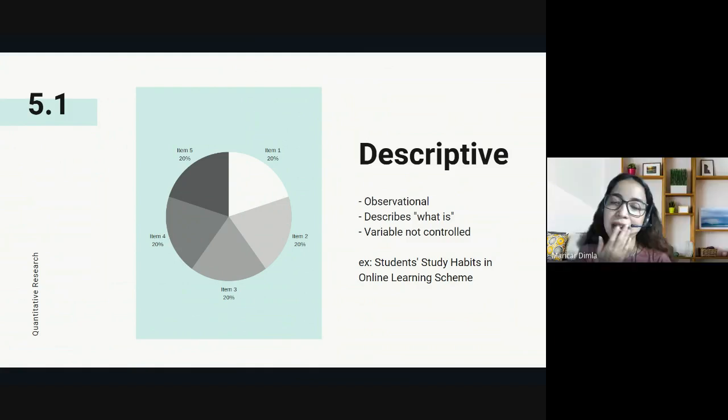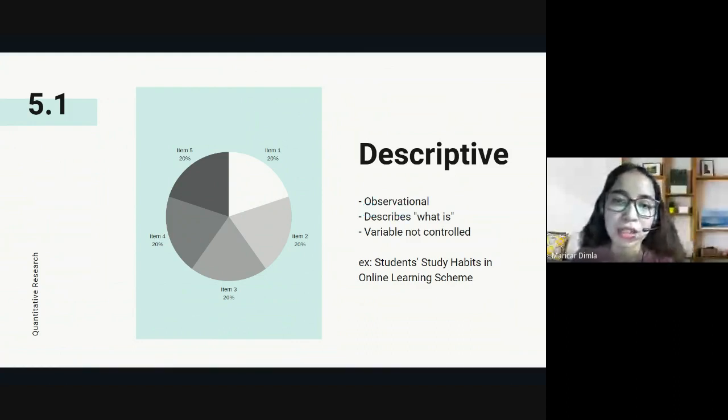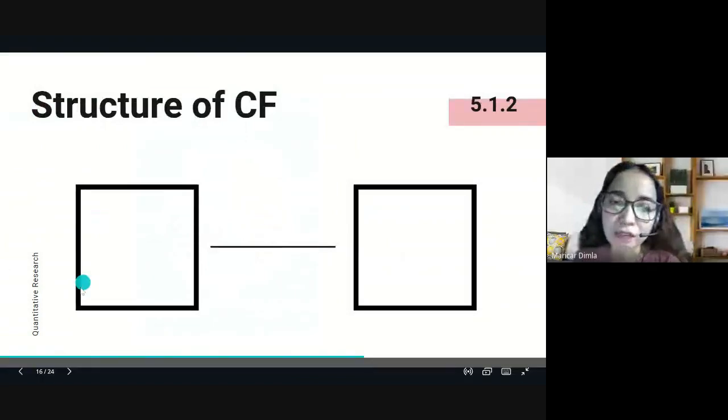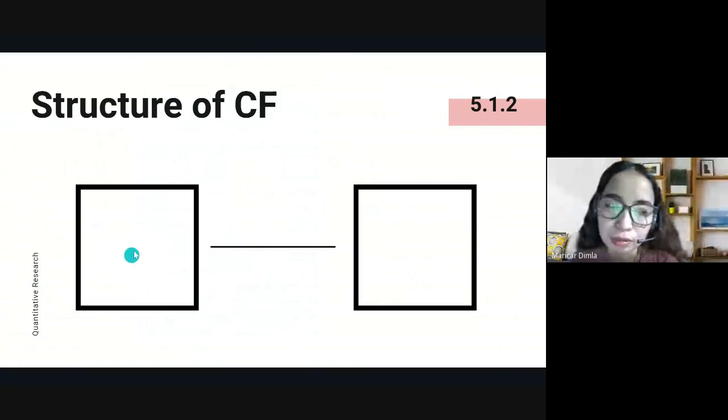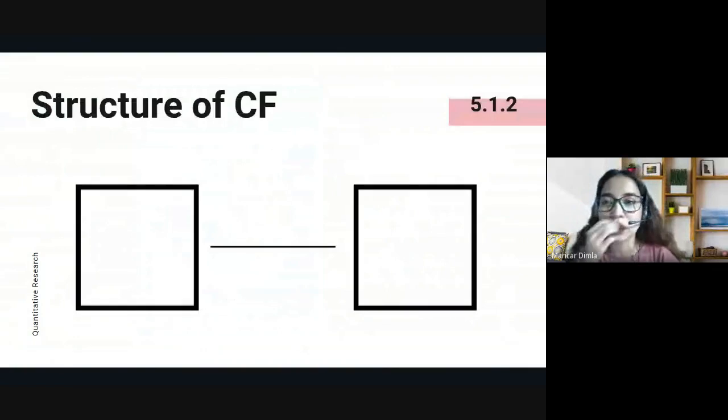Students' study habits in online learning scheme. So we have here two variables. The first one is the student study habits, and the second one is the online learning scheme. To make it more specific, online learning scheme is our independent variable, and the dependent variable will be the student study habits. So if you're going to draw a conceptual framework for this, it looks like this. Two boxes, left and right. From the left part, you just have to input your independent variable. And then on the second box, on the right, is your dependent variable, which is the student study habits.